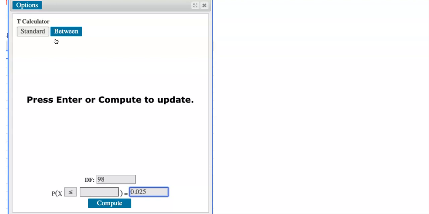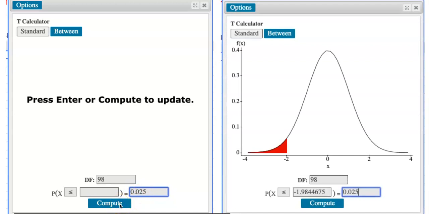Now this is what I did. I wanted to find which t-value has 0.025 to the left of it. So I typed in 0.025 on the blank on the other side of the equal sign and left this blank, because I want them to compute which t-value will have such area. And then I hit compute. Ta-da! So they did it for me.